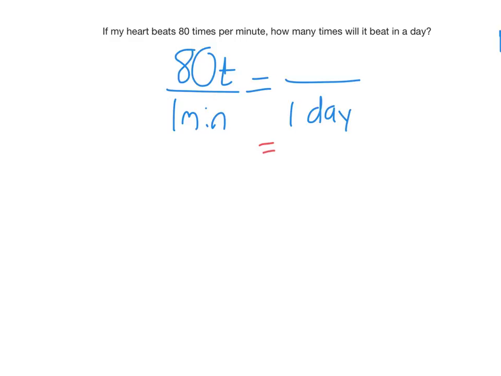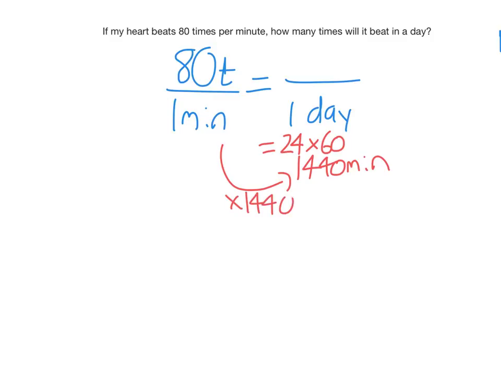One day is 24 hours and each hour has 60 minutes. So that's 1,440 minutes. To get from here to here, I've times by 1,440. So I also need to do the same to the top. I just need to times 80 by 1,440. And the answer I get is 115,200. So that's very, very many times each day.